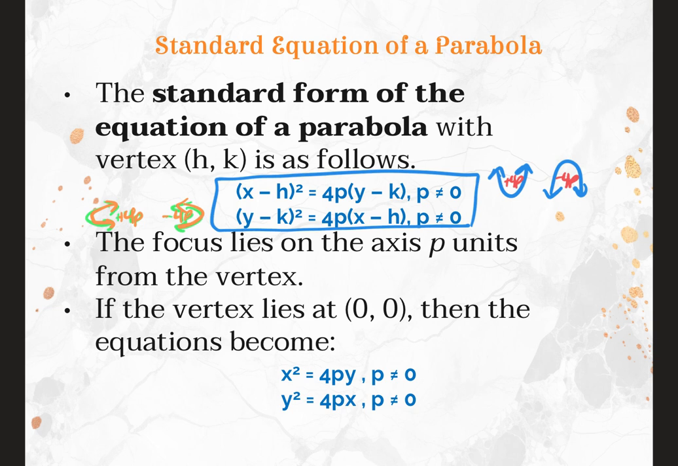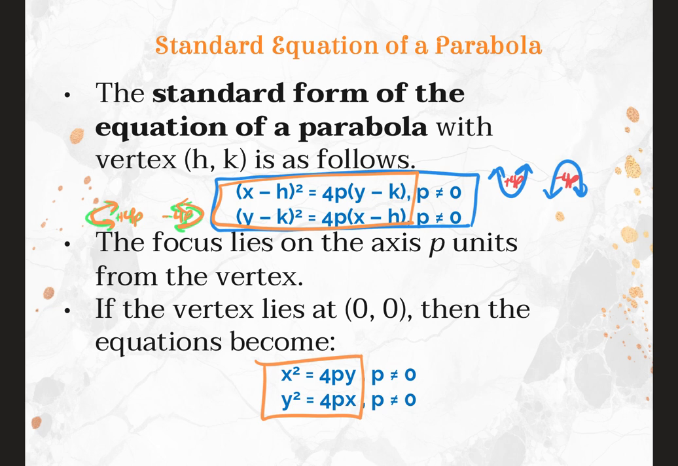In both cases, p can't be 0 because then you would lose your variable. It shouldn't happen. And the focus lies on the axis p units away from the vertex. So the p is the distance from the vertex to the directrix and the vertex to the focus. If a vertex lies at (0, 0), then the equation just becomes simplified and we would lose the x and the h. But to be honest, as long as you know this part, I would say it is better to know that part and then just plug in a (0, 0) because it'll go away.